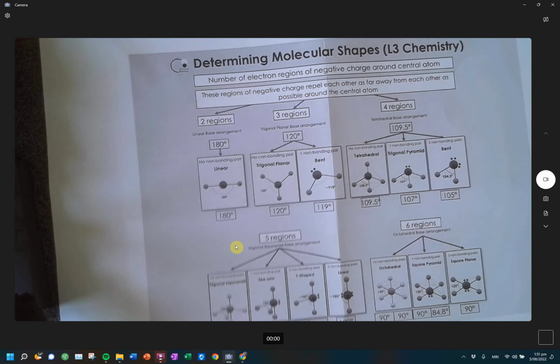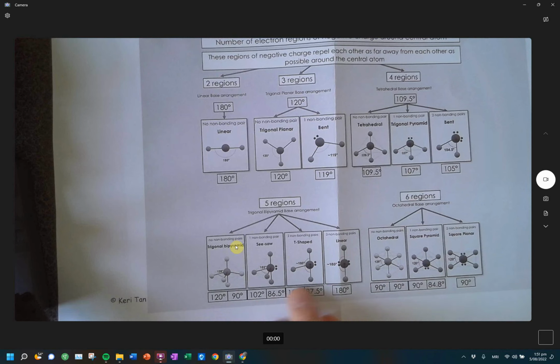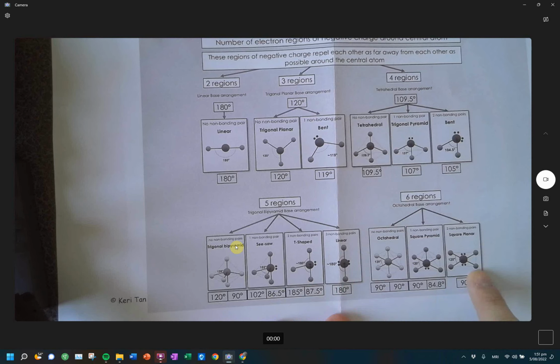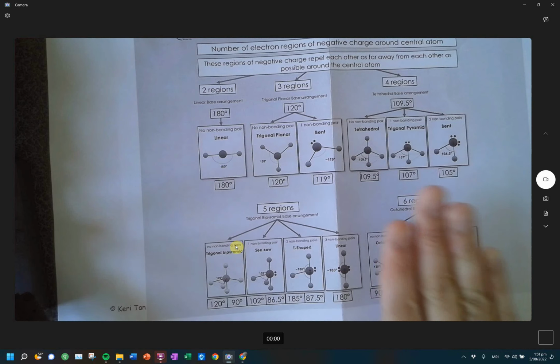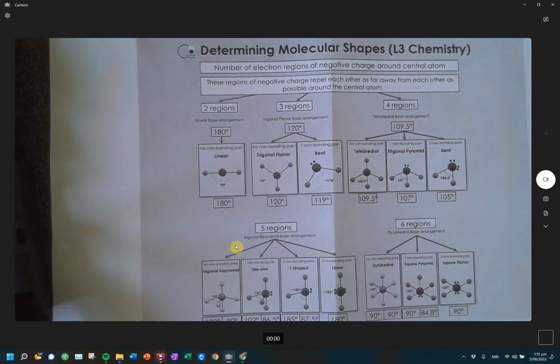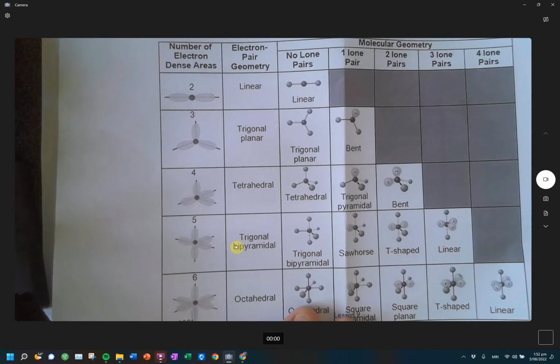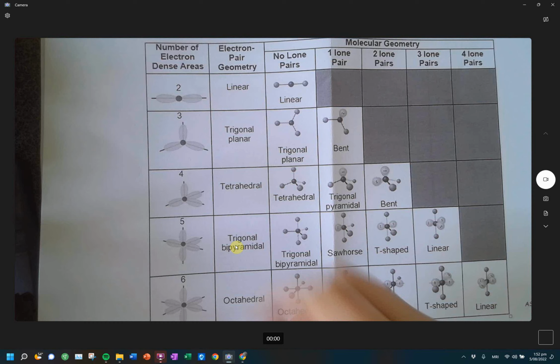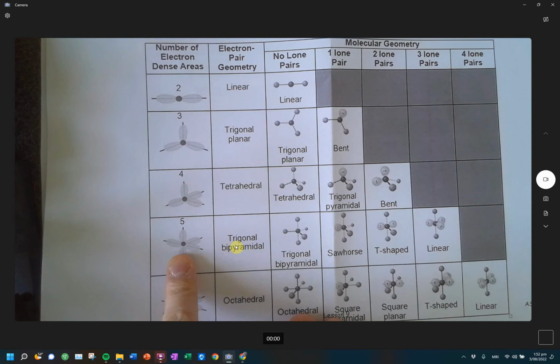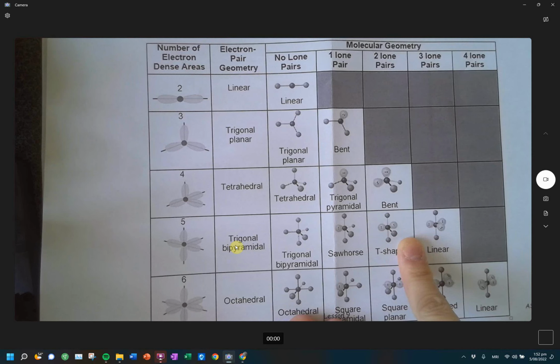So it gives you an indication of number and how that then influences what the shape is going to be. So there's that sheet here. I like how this one outlines it, but I also like this one here too because it kind of shows it as a table. And you can think about the intersection of how many regions of electron density there are versus how many of those are in lone pairs. And that will then tell you the shape.